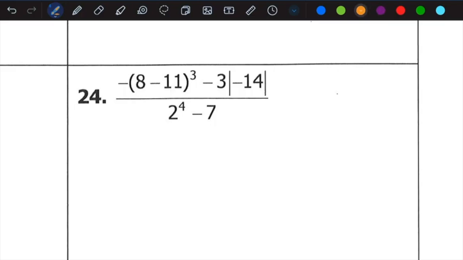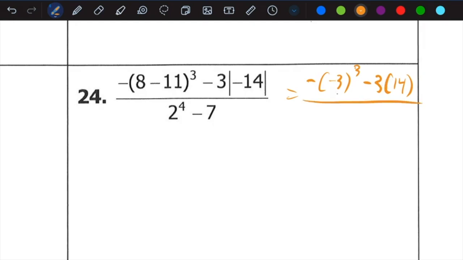24 on the numerator. Going to see this parenthesis first and say 8 minus 11, we have negative 3, cubed still, minus 3 times the absolute value of negative 14 is positive 14. So you can either put a multiplication symbol there, or you can put parentheses around 14. On the bottom, 2 to the 4th.